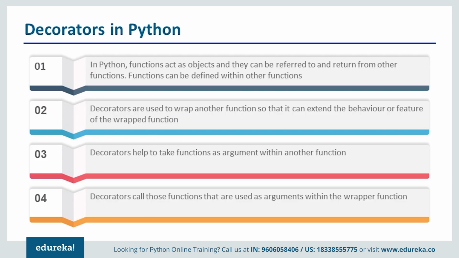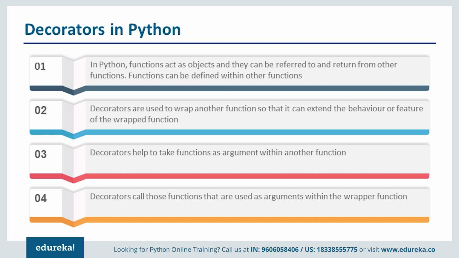Now decorators in Python are very important for the overall Python programming mechanism. In Python, a function acts as an object, it can be referred to, and it can return values. We can also have functions defined within other functions, that is, nested functions. So decorators are used to wrap another function so that it can extend the behavior of the wrapped function. In order to extend the behavior of a particular function, we can use a wrap, and these wraps are known as decorators.